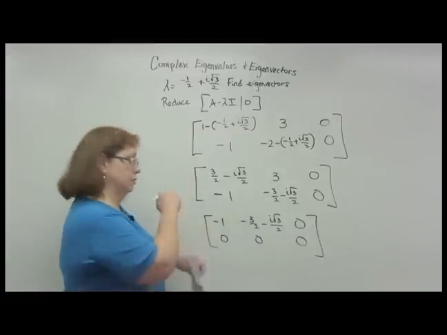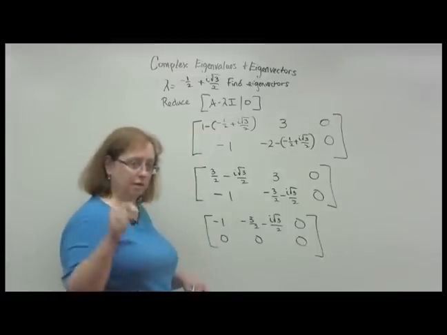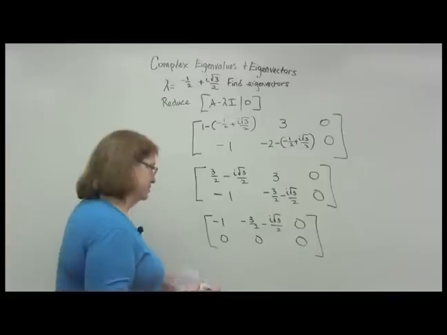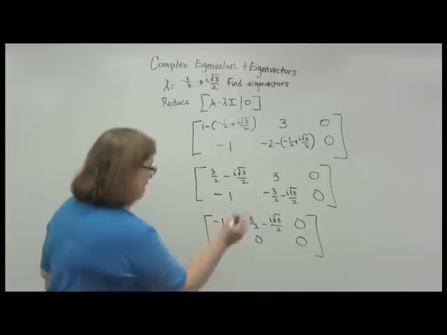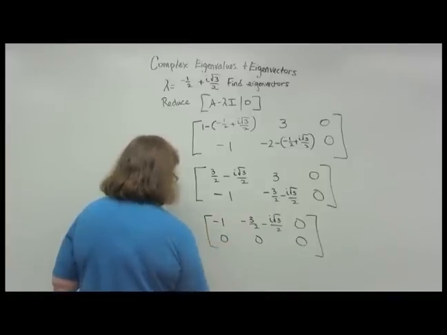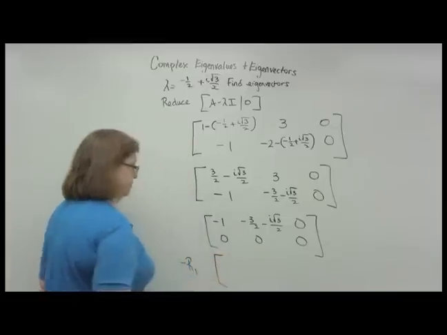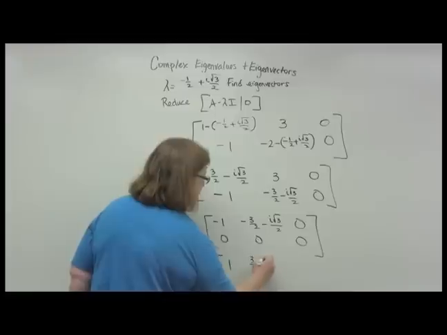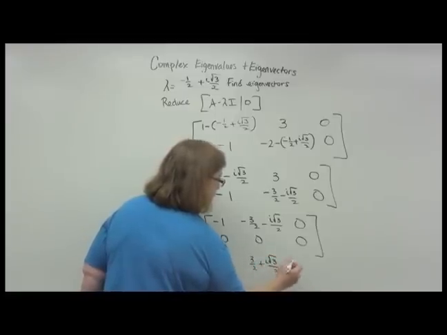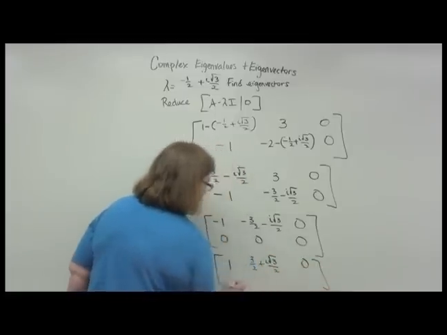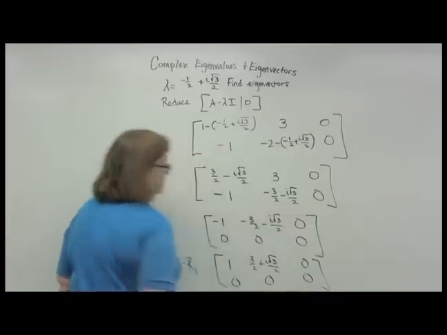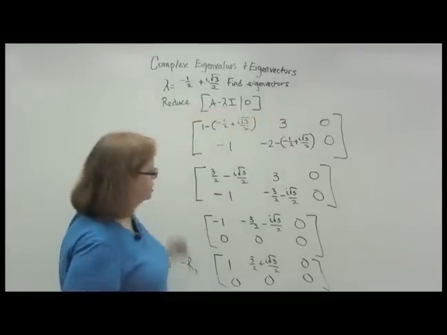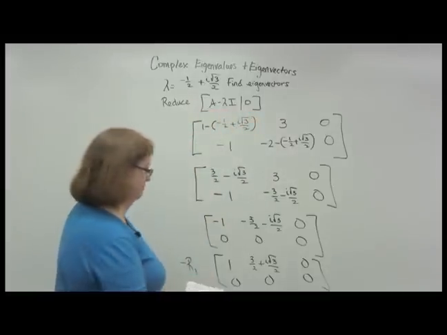Now, if you really want to go through the R2 minus blah, blah, blah, R1, you can, and you'll find out magically it all cancels out, so it's not a big surprise. Okay, I just have one more step to do to make this reduced, and that's negative row 1. That's going to give me 1, positive 3/2 plus i root 3 over 2, and then 0. It's my top row. Because all I'm really interested in is the equation. I really could have stopped earlier and used either one of these equations as my eigenvector equation.